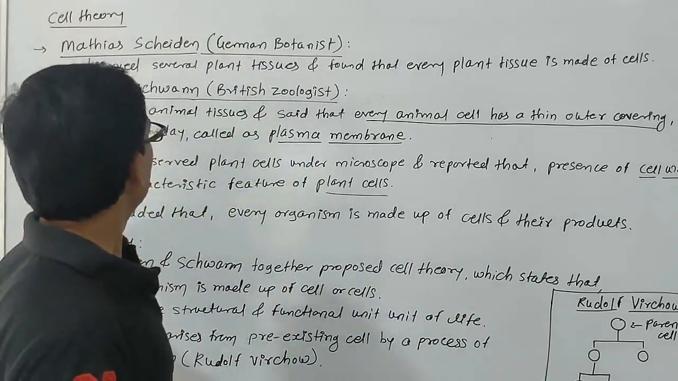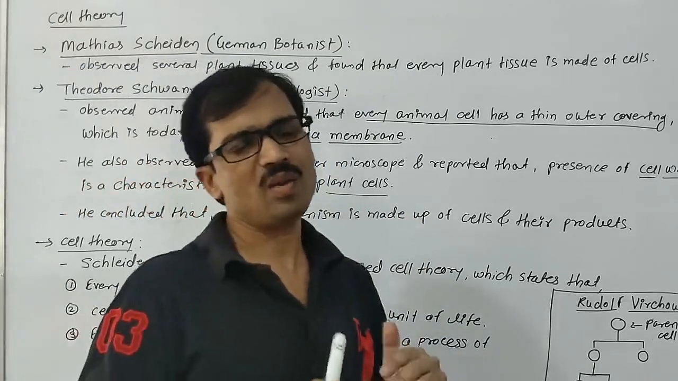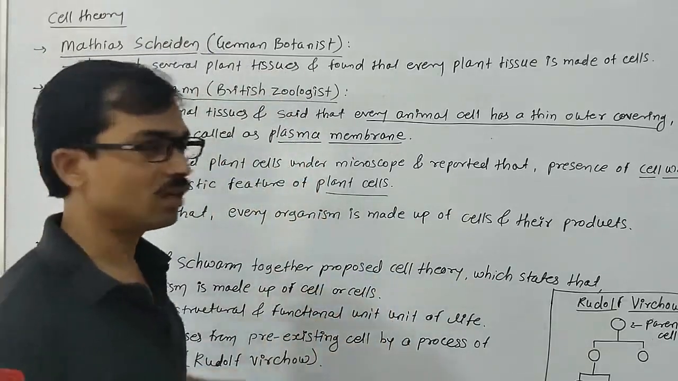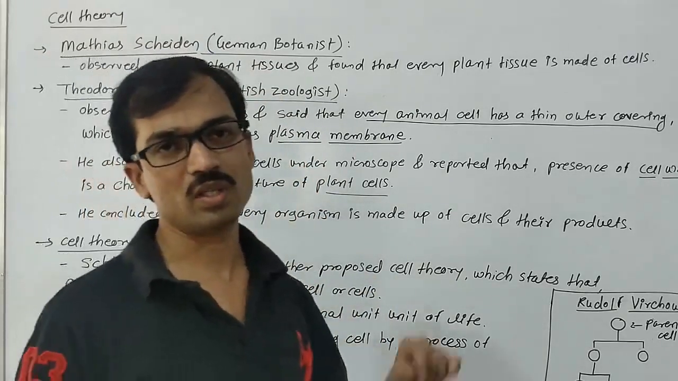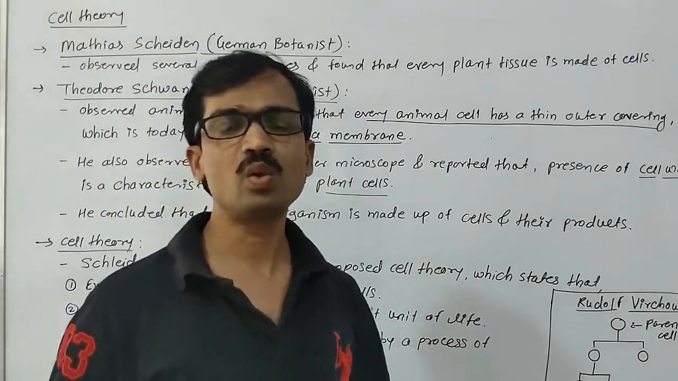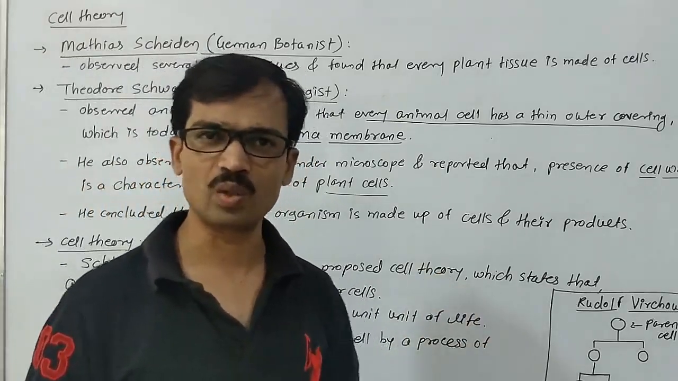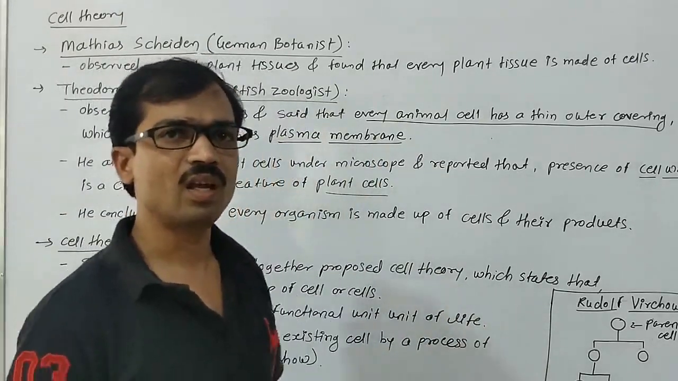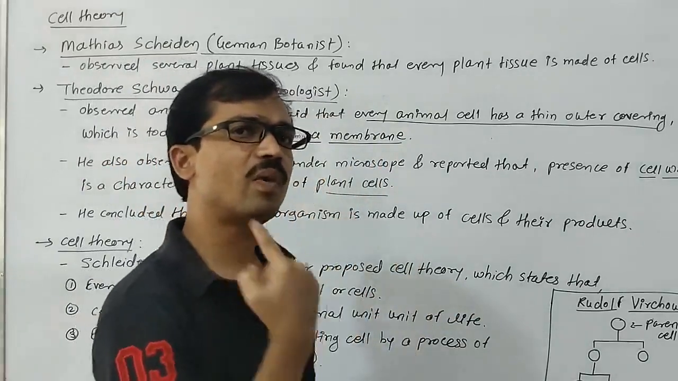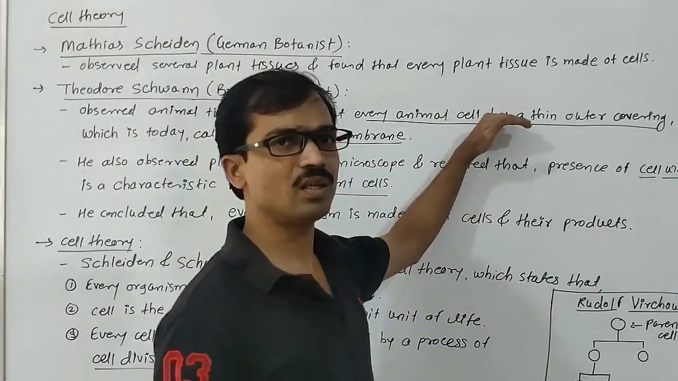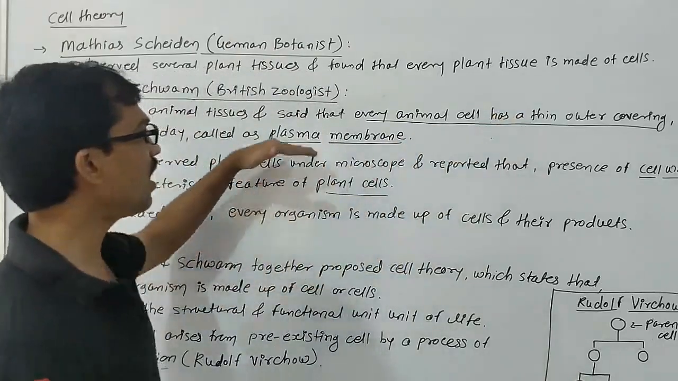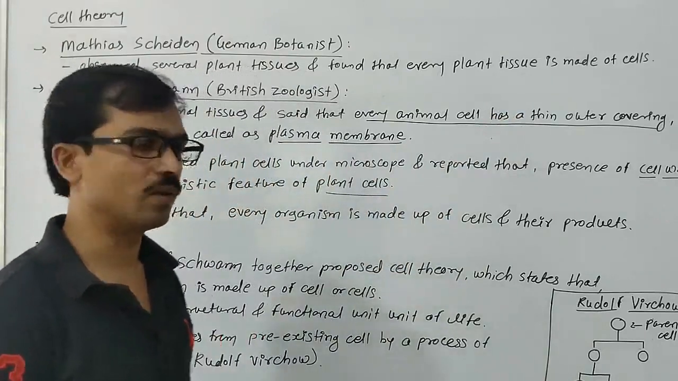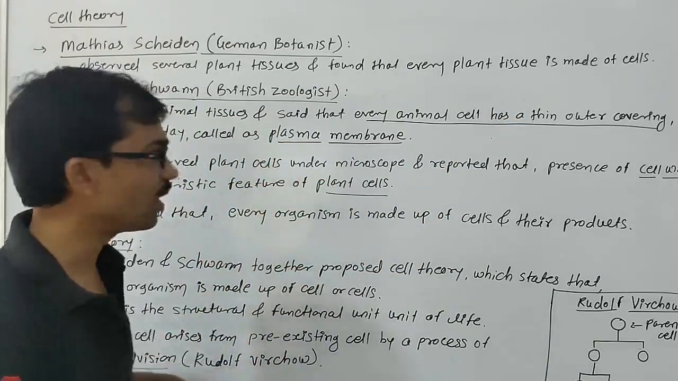After him, or at the same time as the discovery of Schleiden, Theodor Schwann, who was a British zoologist, also observed some animal cells under the microscope. After observing them, he said that every animal cell is surrounded by a thin outer covering, and that thin outer covering is called the plasma membrane, which is also referred to as the cell membrane.